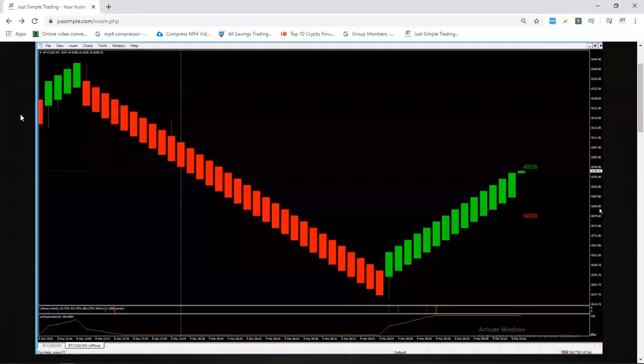Hey guys, we're going to teach you how to trade today. As you can see here, we're logged in the Just Simple trading room. Just go to our website, click login, and you'll be greeted with this chart. This is a live running chart of BTC USD.